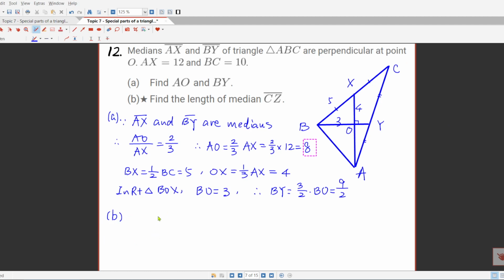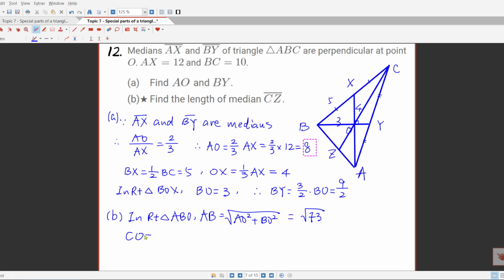Second question, from the right triangle ABO, we have AB equals square root of AO squared plus BO squared, right? This gives us square root of 73. And median CZ. So if Z is a midpoint, then we connect CZ, then CZ must cross point O as well, right? Because it must be crossing the centroid as well.